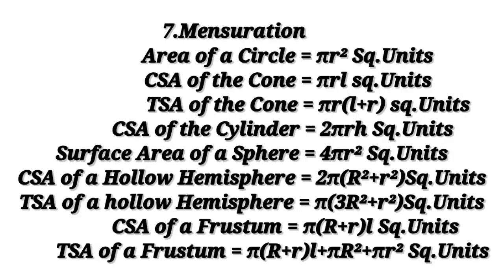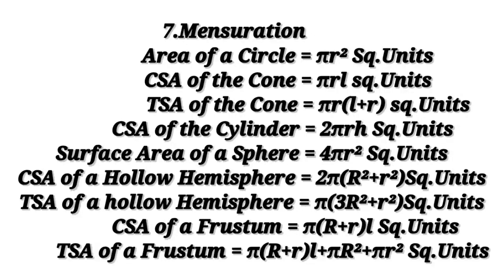Then CSA of the cylinder is equal to 2 pi r h square units. Then surface area of a sphere is equal to 4 pi r squared square units. Then CSA of a hollow hemisphere is equal to 2 pi into (capital R squared plus small r squared) square units. Then TSA of a hollow hemisphere is equal to pi into (3 capital R squared plus small r squared) square units.